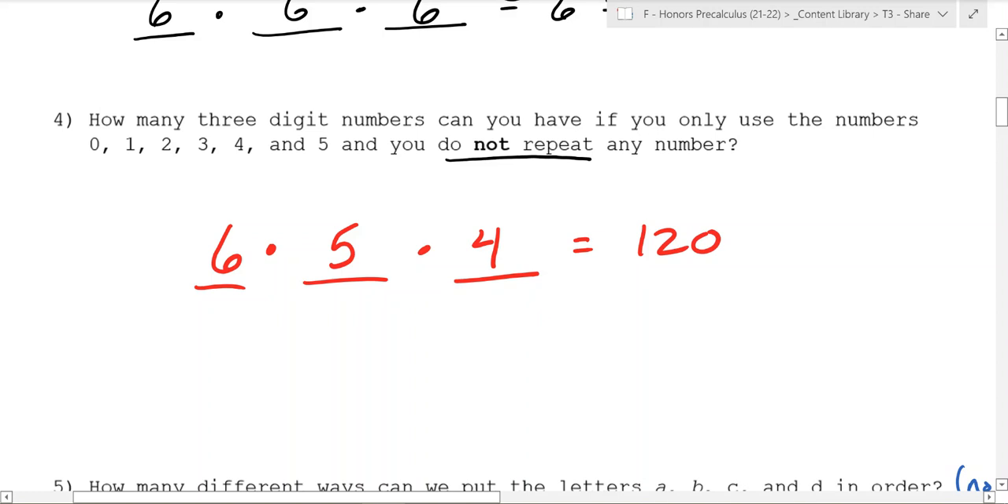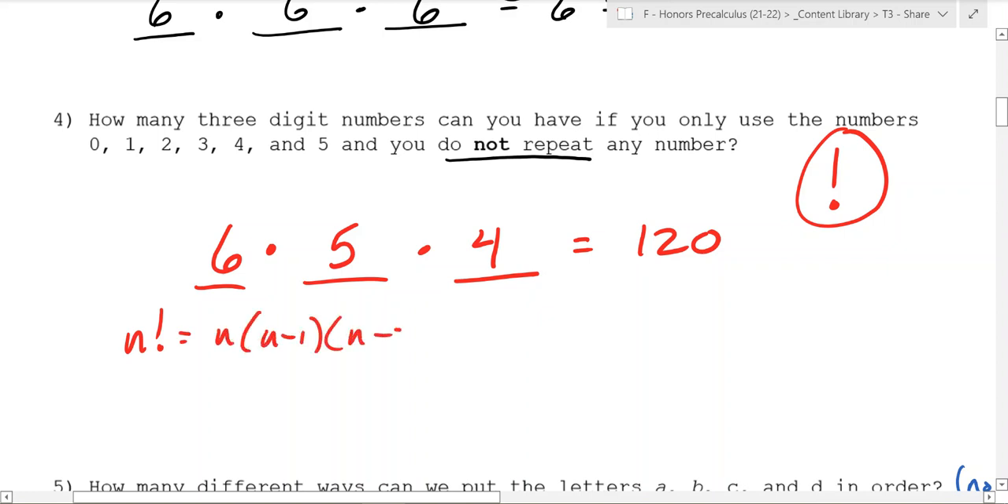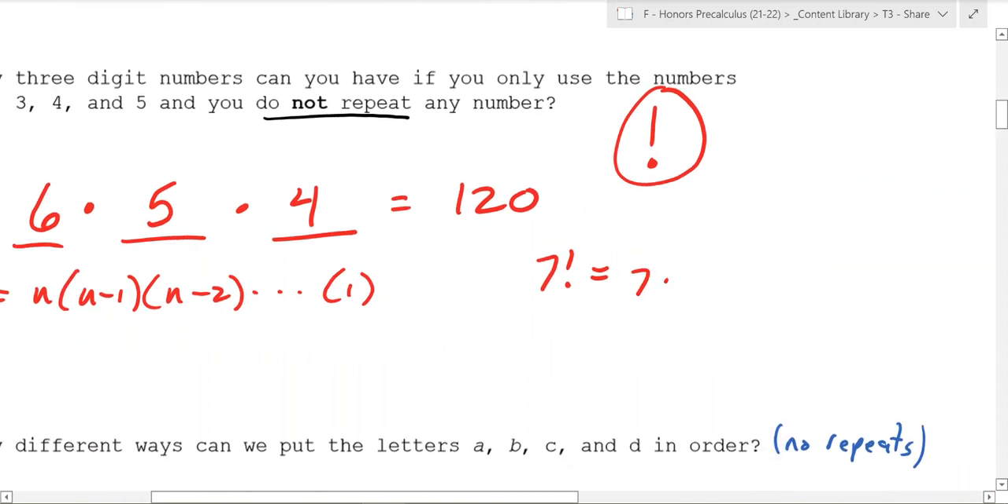How do you write this out here? We're going to write this with factorial notation. This represents factorial, the exclamation point. The definition, n factorial, is n times n minus 1 times n minus 2 all the way down to 1. So for example, 7 factorial is 7 times 6 times 5 times 4 times 3 times 2 times 1. You're going to memorize a lot of these.